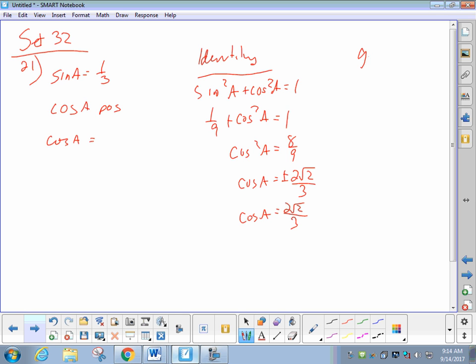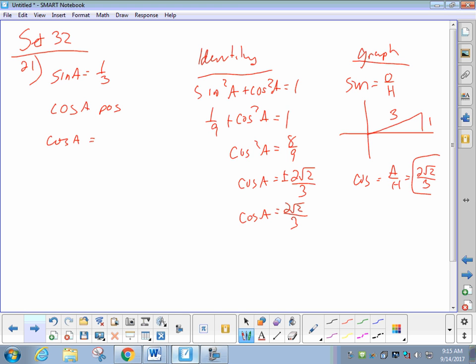By graph, it's a little better. Sine is opposite over hypotenuse. So implied within sine being 1/3 is that the opposite side is 1 and the hypotenuse is 3. I'm drawing it in this quadrant because if sine is positive and cosine is positive, it's got to be the first quadrant. Now to find the cosine, adjacent over hypotenuse, by the Pythagorean theorem, what's the adjacent side? 2 root 2 over the hypotenuse 3. And that's another way to do it. Cool.